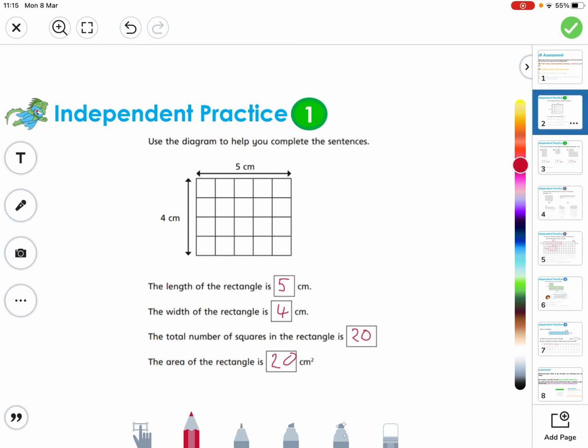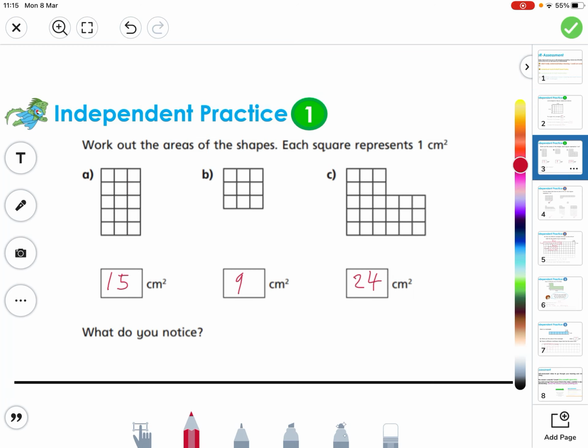Moving to slide 3. Work out the areas of the shapes. Each square represents 1 centimeter squared. If you counted the squares inside the shape, A is 15 centimeters squared, B is 9 centimeters squared, C is 24 centimeters squared. What do you notice? Well, I counted the squares inside, but C is a little bit harder, because B was a square, A was a rectangle. With C, it's a slightly different shape.